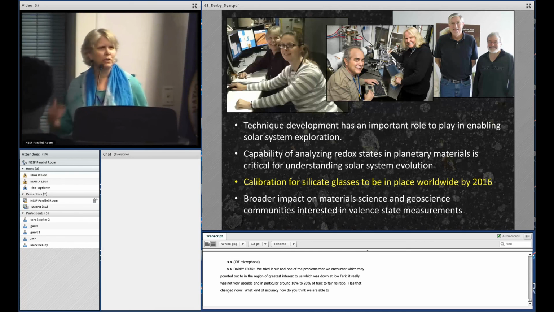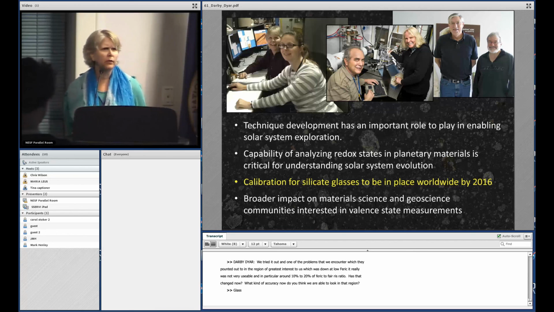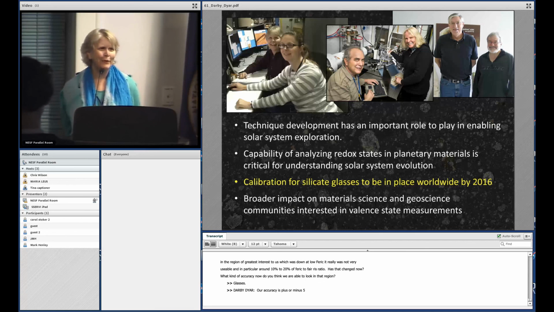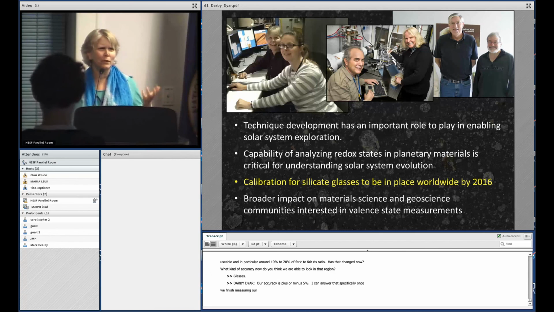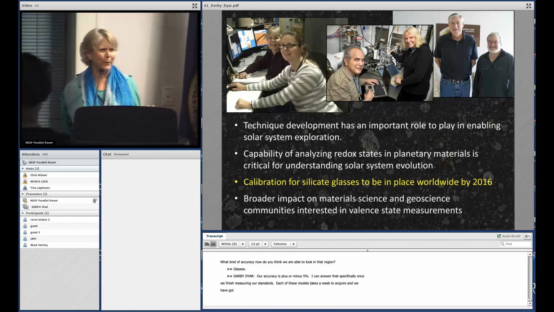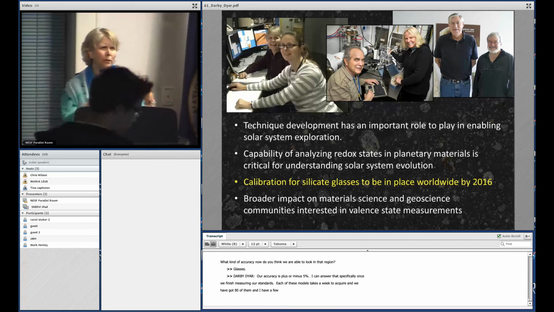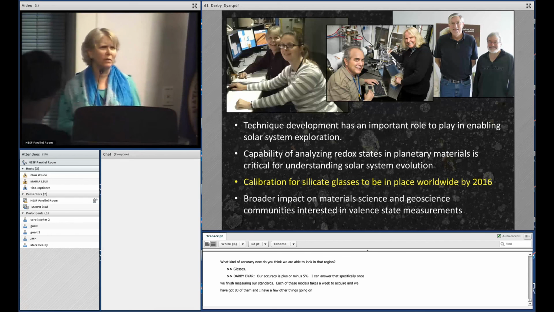In a garnet, which is the only thing. Oh, I'm sorry, glasses as well. Yeah, right. In a garnet, for now, all I can say is our accuracy is better than plus or minus 5%. I can answer that specifically once we finish measuring all our standards for the glasses. You have to realize what a monumental task this is. Each of these Mössbauer spectra takes a week to acquire, and we've got 80 of them. And I have a few other things going on on my Mössbauer, so it's taking us a while to get them all through the system. But once we get them all quantified, I'll be able to answer that very quantitatively.